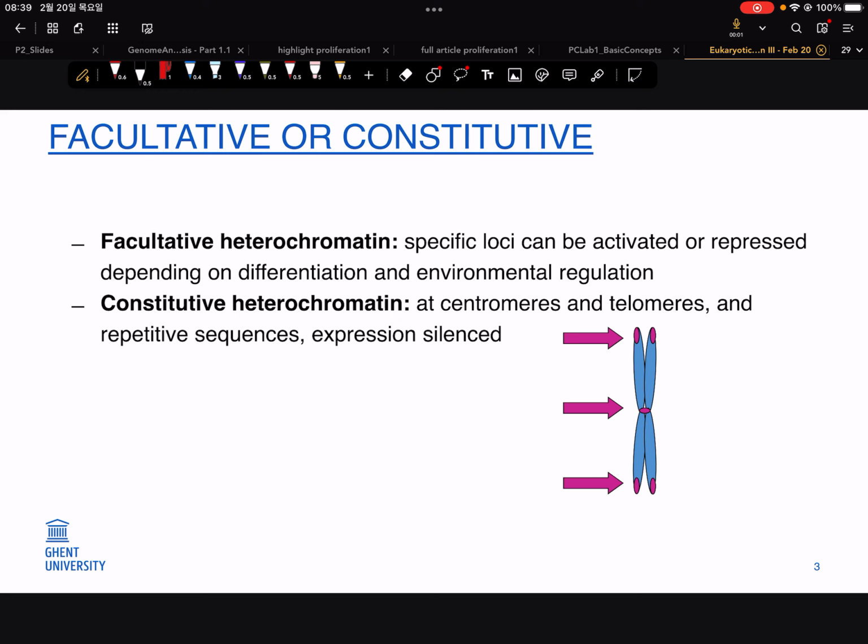However, there are also parts of the genome which are facultative heterochromatin. That means that they can switch between the states. So they are heterochromatin at a certain moment in development or in a regular condition, but then upon a certain trigger, like a certain molecule coming into the cell, that switches. It goes into euchromatin state. So specific regions that are involved in differentiation, that respond to the environment, those regions are in facultative heterochromatin so that they can be activated when needed.